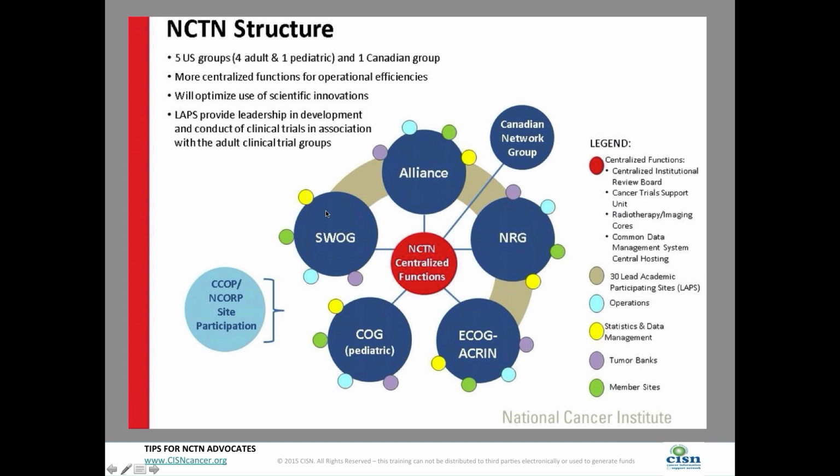And then each group has their own operations budget and operations people, their statistics and data management systems, their tumor banks, and then they each have their own members. They have member sites, so they still have members like they did in the old cooperative groups. So that's kind of how we're all held together.